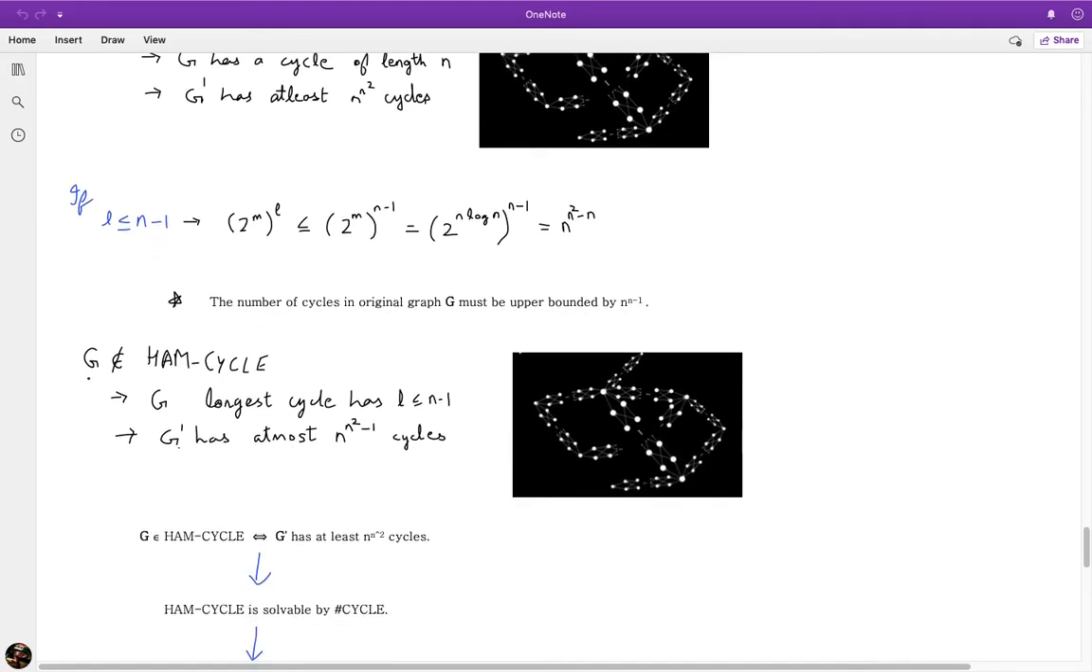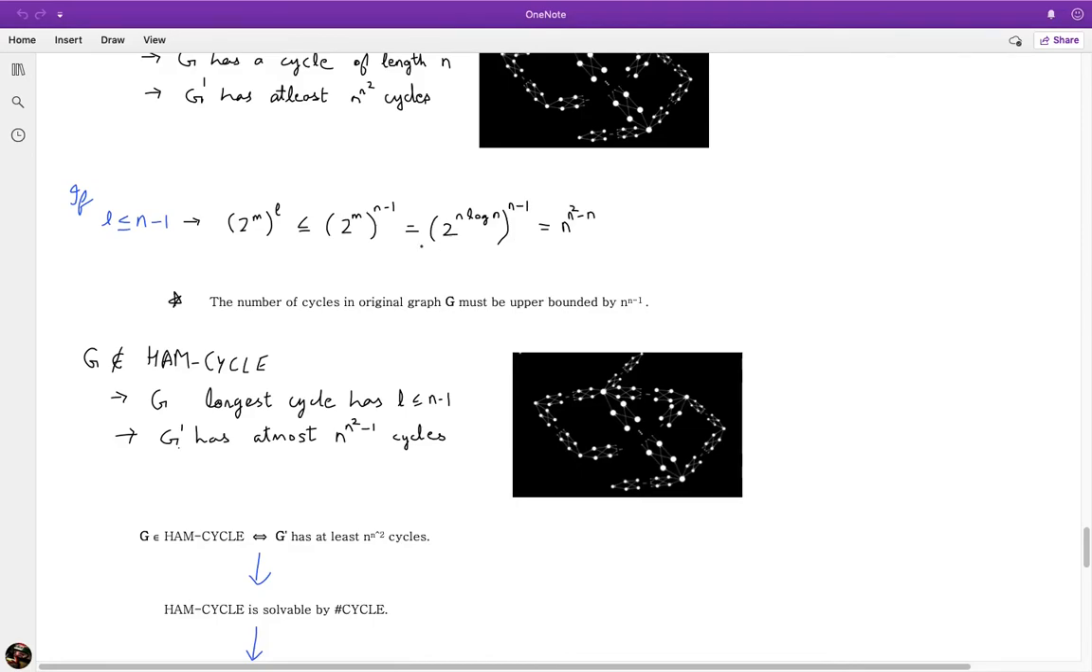So we show it by, let's say G doesn't belong to Hamiltonian cycle like we defined here, meaning the longest cycle of G is n minus 1. So L is less than or equal to n minus 1, and this implies that G' has at most n^(n^2) minus 1 cycles. So as we saw, n^(n^2 - n) cycles is the newly added cycles, and we have also upper bounded the number of cycles in G by n into n^(n-1).